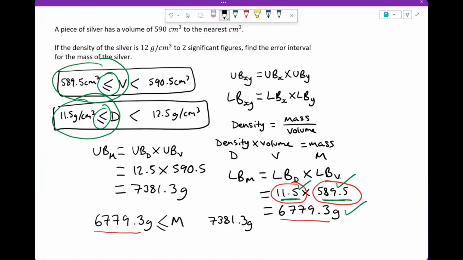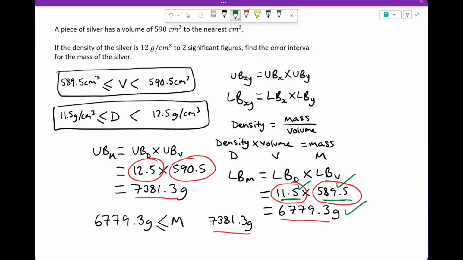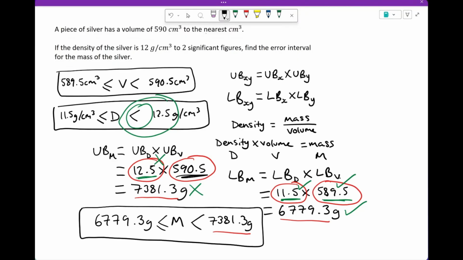Now let's consider my upper bound. So my upper bound is the 7,381.3, which we can find over here. In terms of which numbers produced it, it's 12.5 and 590.5. So let's consider whether we could have actually had those values. So let's start with the 12.5. Well, we can find that over here. And as you can see, the inequality is not a same as. Therefore, we cannot have 12.5. And therefore we cannot actually have equal to 7,381.3 for the mass. So the inequality is not going to be a same as regardless of the 590.5. So it's just going to be a smaller than pointing towards the m like that. And that would be my final answer for my error interval.